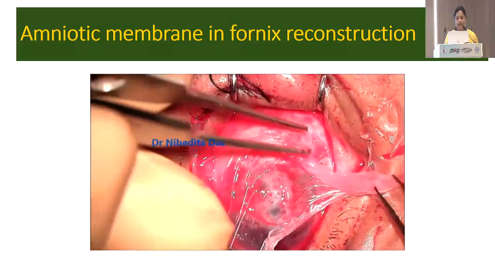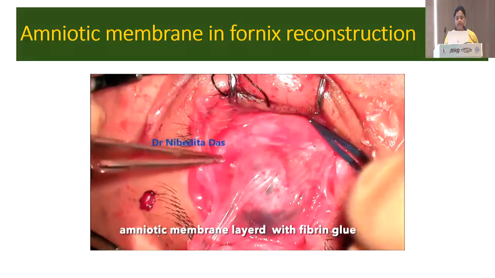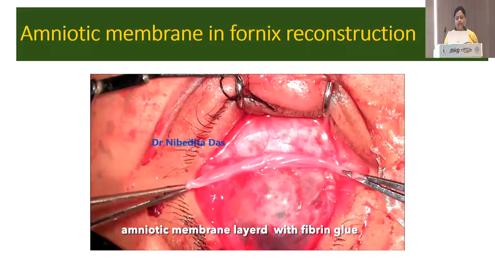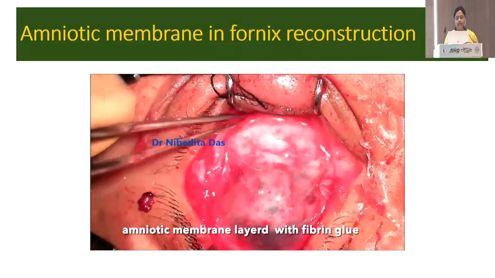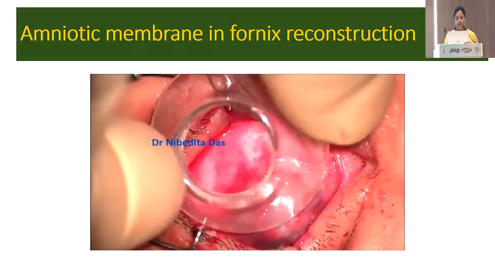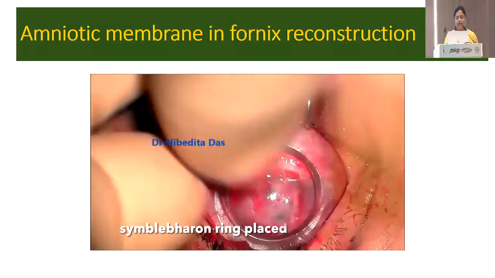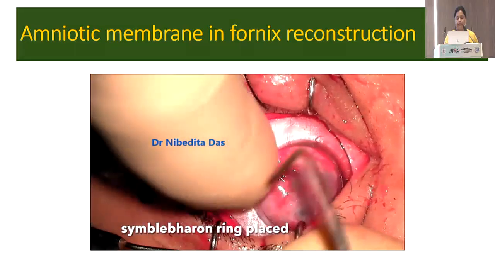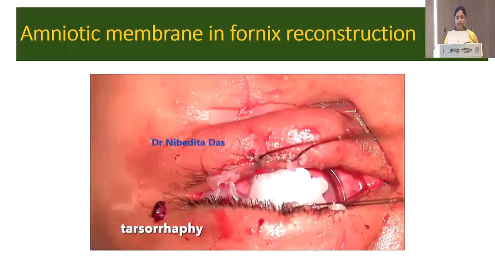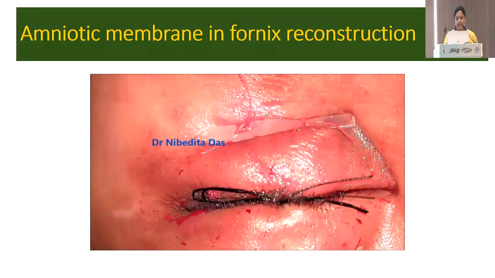And then amniotic membrane with tissue glue has been implanted. And finally, the symblepharon ring is placed. You can give a tarsorrhaphy suture for better results, this is the simple tarsorrhaphy suture.